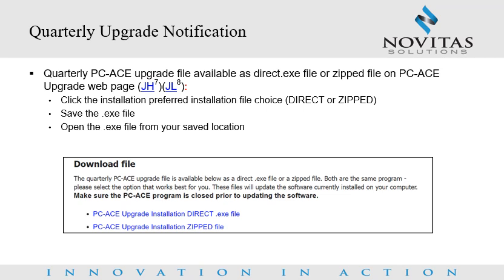Quarterly upgrade notification. The quarterly PCACE upgrade file is available as a direct .exe file or a zipped file on the PCACE upgrade webpage. They are the same program. This just allows the user to select the installation file of their choice, direct or zipped. After the user selects the preferred file type, save and then open the .exe file.